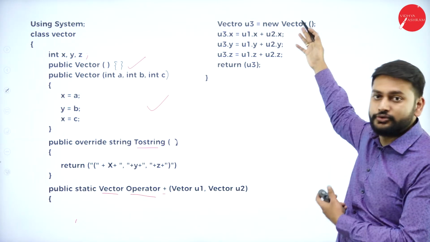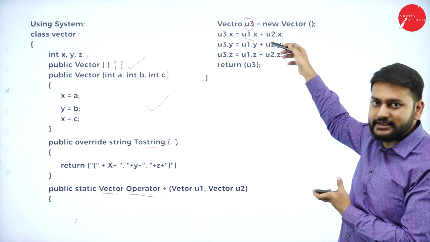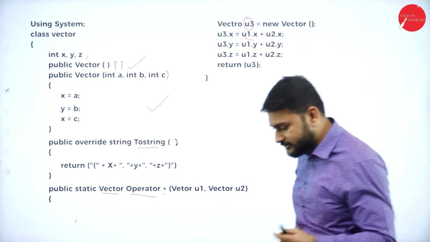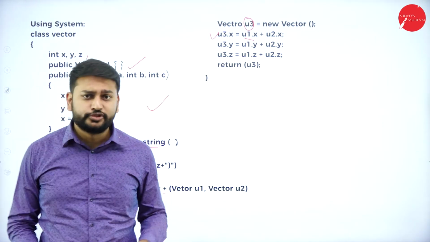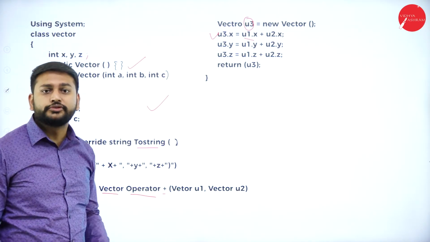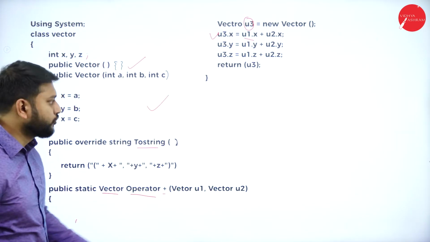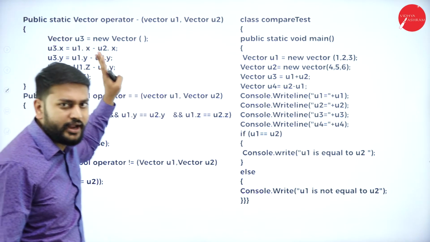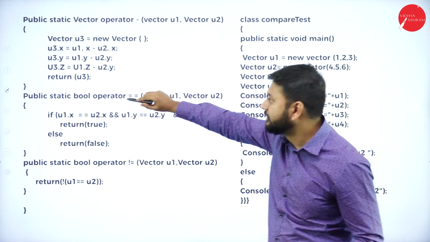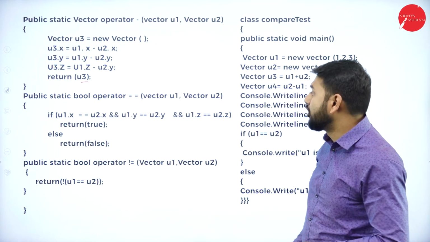Vector u3 is equal to a new vector object you're trying to create, that is u3, and you're performing the addition of u1.x plus u2.x, and the same thing you are performing for y and z, giving u3.x, u3.y, u3.z. So you will perform this operation and then finally you will return the value that is u3, the complete object. In the same way, I will also overload the minus operator. Same thing, whatever I have done in the previous one, I have performed here, and I will return the u3 value. Observe here, exactly, I'm trying to overload the comparison operator.